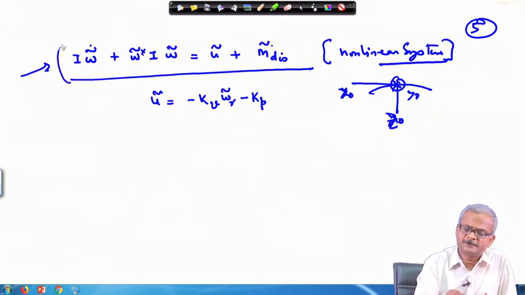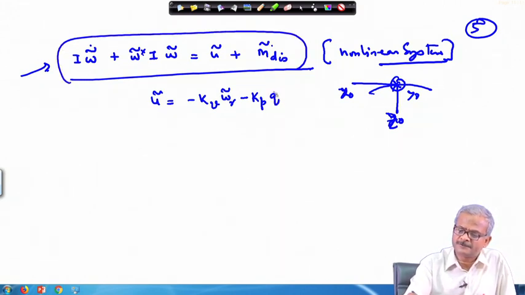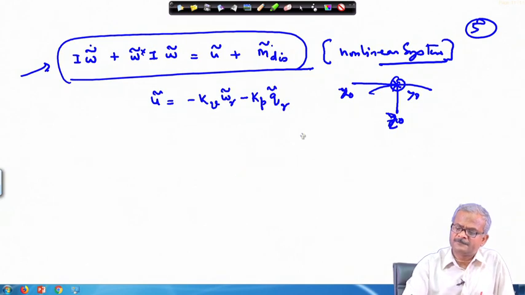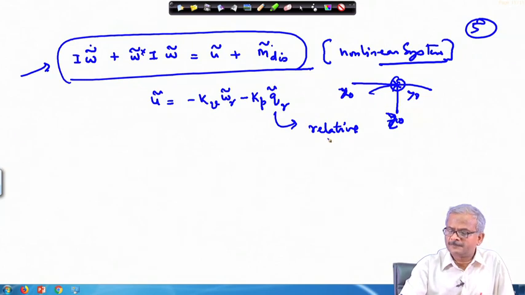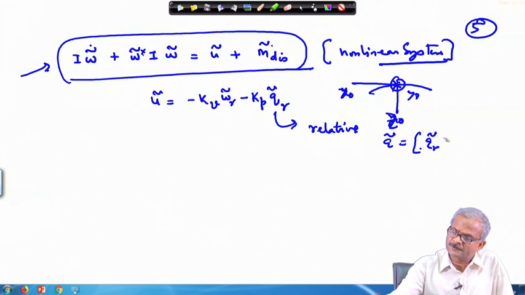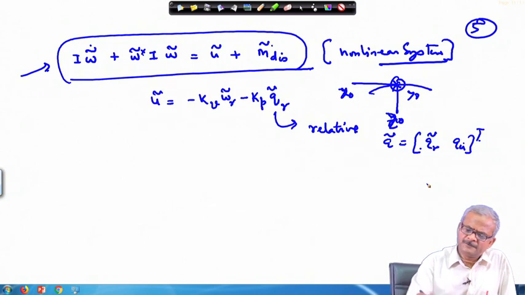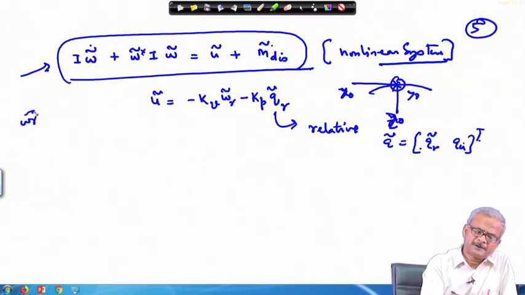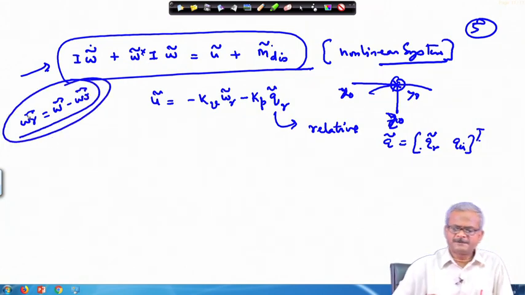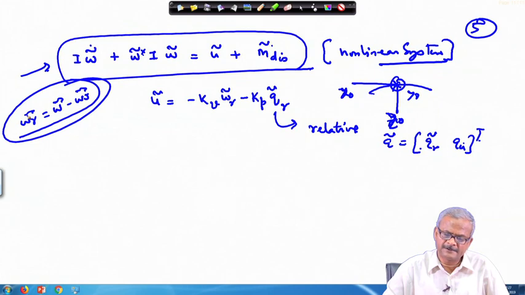If you are doing it for the nonlinear system, it is better to do it in terms of q r, where q r is the relative quaternion, referring to the q tilde, which is the quaternion vector, q r tilde, then q 4 transpose. And omega r has the usual definition, that omega r will be equal to omega minus omega 0. So, these things we have done for the magnetically actuated satellite. Okay.